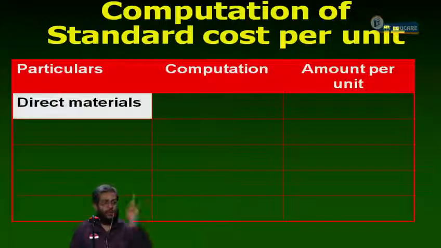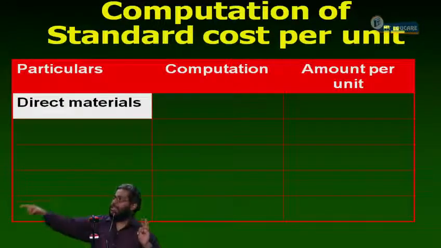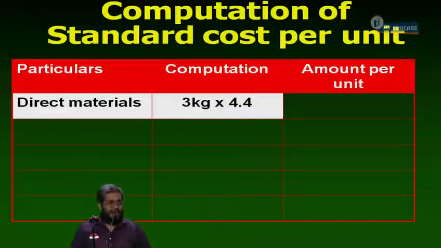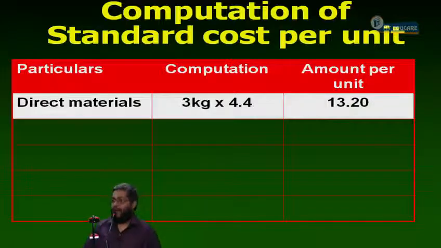Budget says to produce every unit, how many kg of metal can be used? Everybody I want to involve. 3 kg. Budget says your purchase manager should purchase every kg at how much rupees? So budget says for every unit to be produced, how much can you spend on material? 13.2 is the allowed material cost for every unit produced.